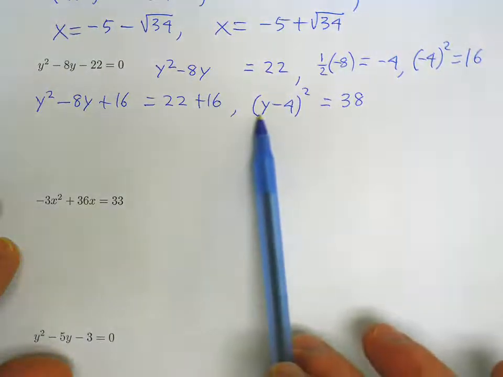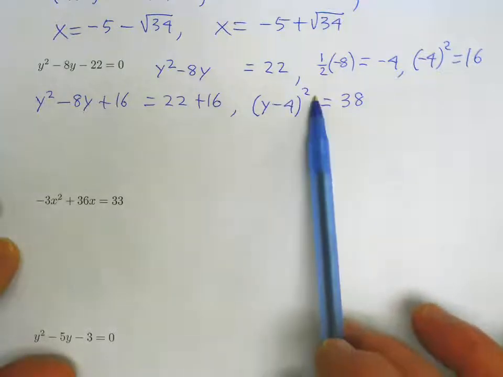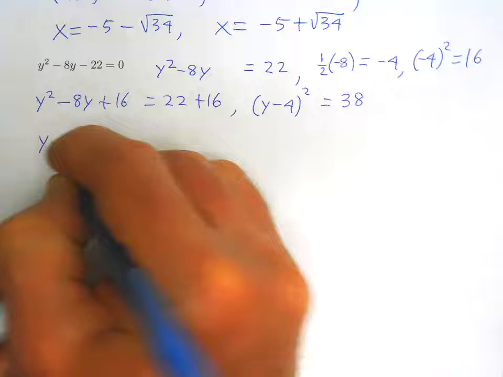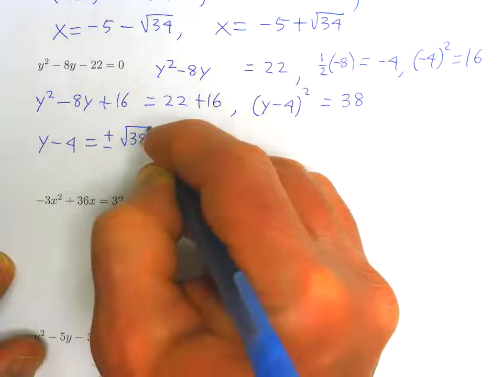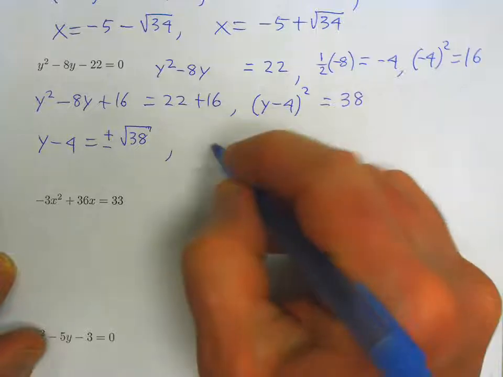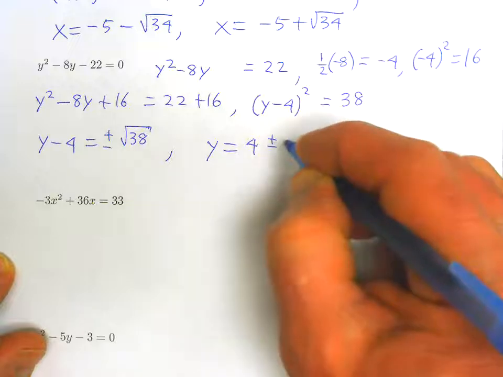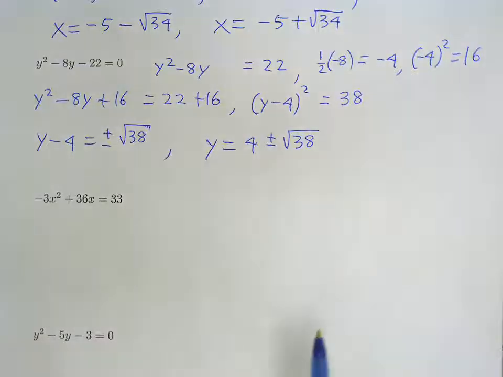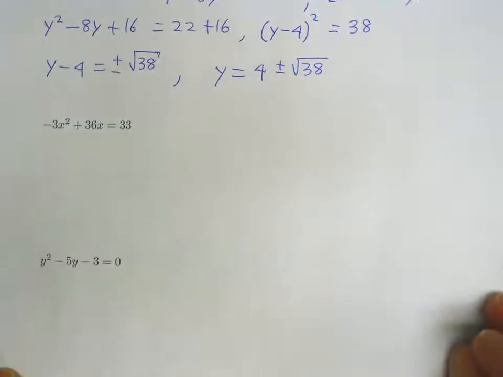And now we apply the square root method, the square root property. y minus 4 squared is 38. So when we apply the square root property, we get y minus 4 equals positive and negative square root of 38. The square root of 38 cannot be simplified any further, so our two solutions are y equals 4 plus and minus the square root of 38. Okay, we'll move on to the next level a little bit.